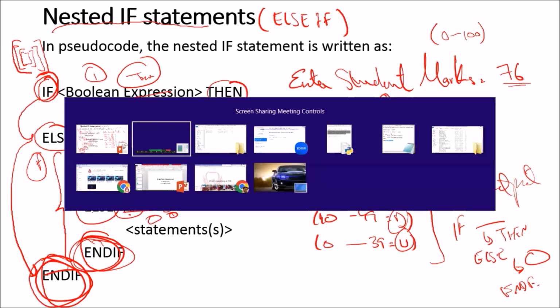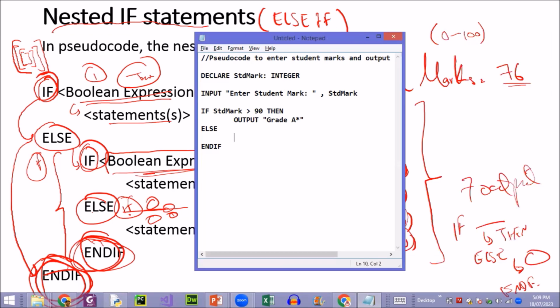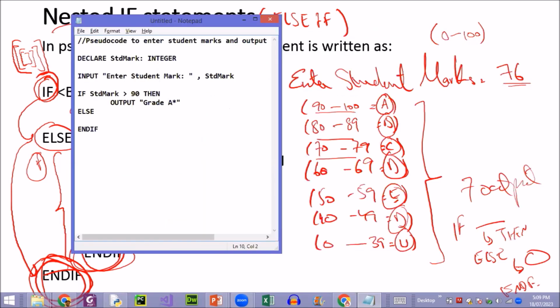Let's start this pseudocode. Okay, now if we have entered our student marks, now first if says, if student marks is greater than 90, then if it is greater than 90 you are getting A star. Else, अब else के statement में हमें क्या है, क्योंकि हमारे पास और भी condition है. If you see over here we have multiple conditions. This is the first condition, 90 to 100. So if student marks is greater than 90, he's getting A star.